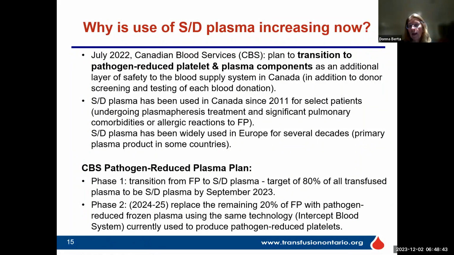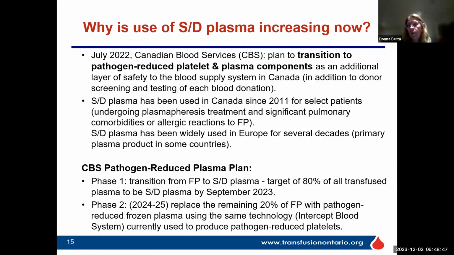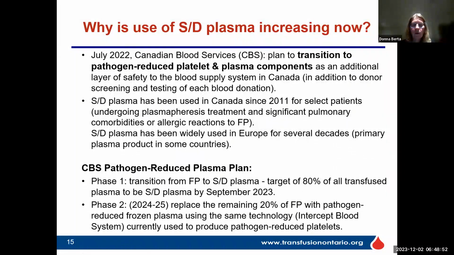And then their second phase was that for the additional 20% of FP, CBS would undertake a pathogen-reduced technology, the same as they use for platelets. And the timeline for that is somewhere 2024 to 2025.